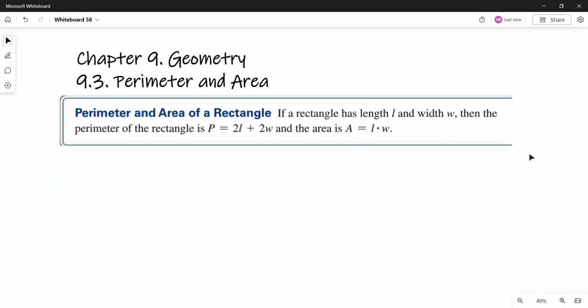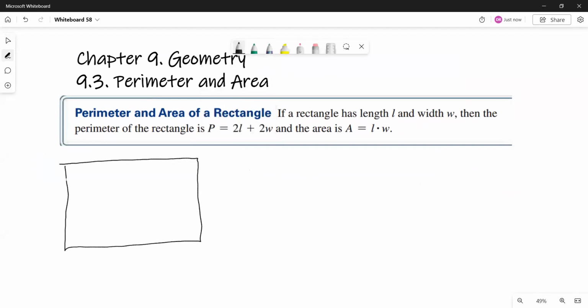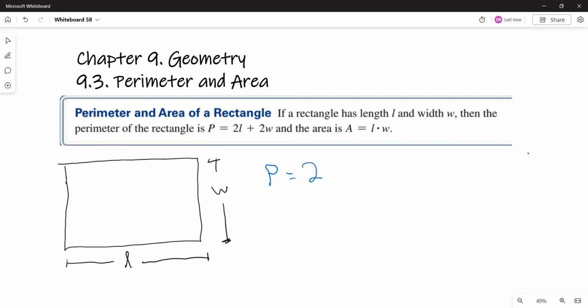Okay, so if a rectangle has length L and width W, so let's say we have a rectangle with a given length and width, then the perimeter of a rectangle is length plus width plus length plus width, or 2 times the length plus 2 times the width. And the area is length times width.